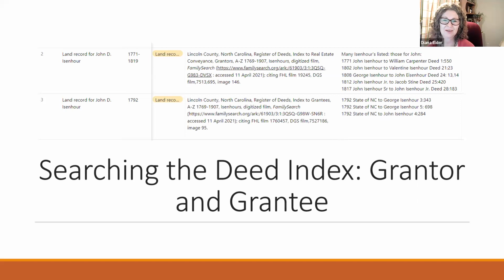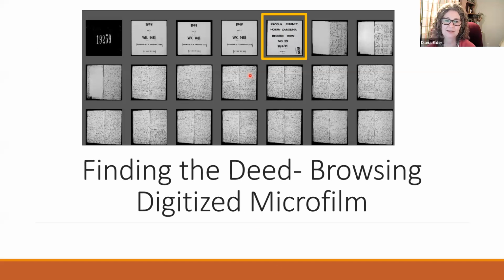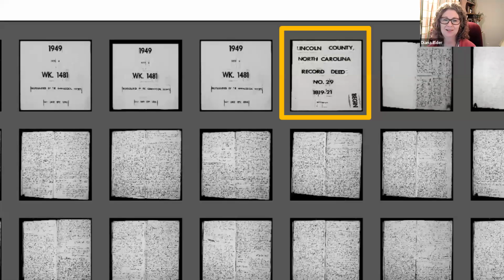Now, when I go to the appropriate film, then I will see a bunch of images, and this is an instance where you browse the digitized microfilm. I always like to look at the beginning to make sure I am in the right place and it's matching up with what I put in my research log.